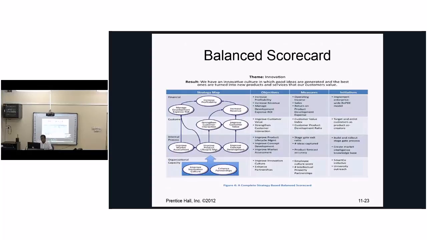So then strengthen customer interactions. Through that, improve customer value. How do you do that? Improve market assessment, improve product lifecycle management, improve concept development, etc. Then you need to have the organizational capacity, improve innovation culture, enhance partnerships. So all these things can be improved. So this is a sample of a balance scorecard. All these things can be embedded in order to achieve your final strategic objective, which is to increase profitability.